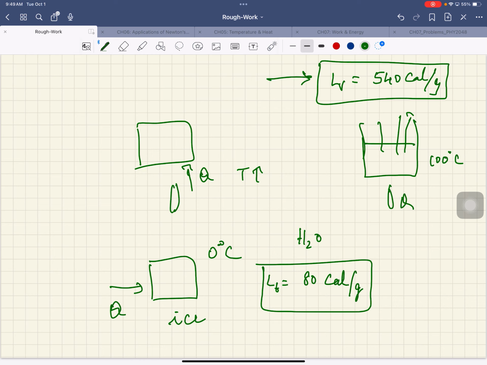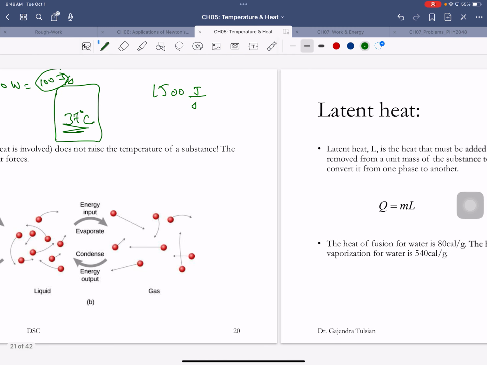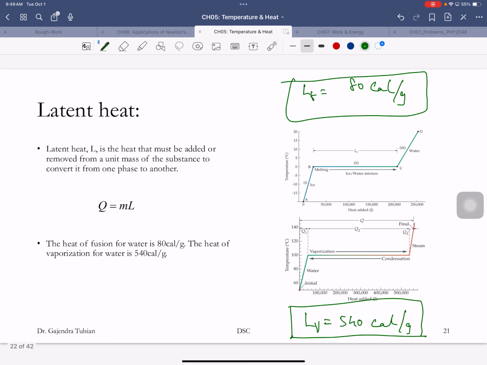So for instance, that's what we use. Evaporation of sweat is what you use mainly for cooling your body, getting rid of excess heat from your body. So this is an extremely important number. All right, so that's latent heat. Latent heat is the heat added during phase change, and that heat does not change the temperature of the object.